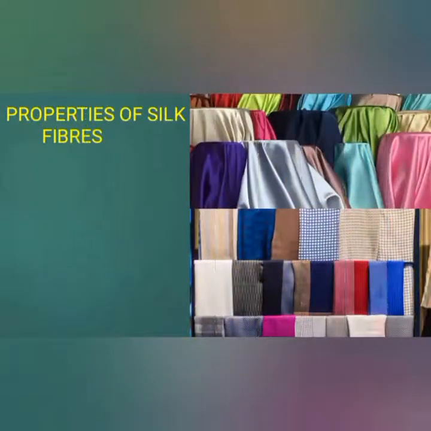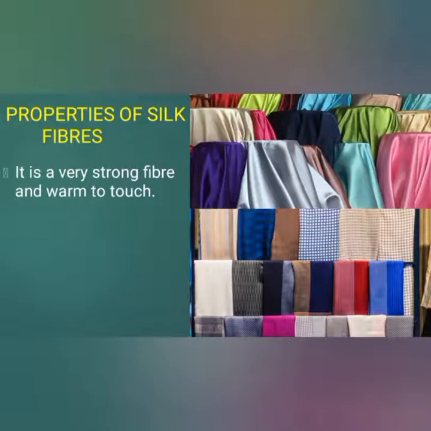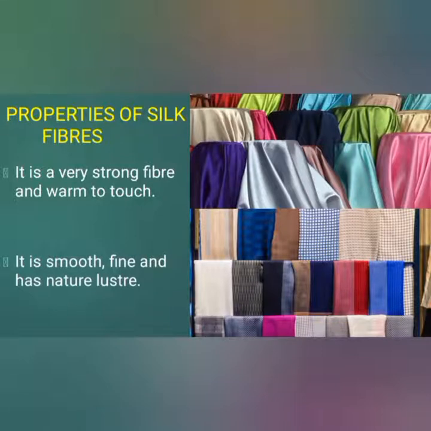Now we go to the properties of silk fibers. You can see how beautiful the fabrics from silk fibers look. One, it's a very strong fiber and warm to touch. It is smooth, fine, and has natural luster. What we mean by natural luster is shining. It's a gentle shining light that is reflected from the surface. You can see the fabric is shiny. That's natural. It comes on its own and it's looking fine and beautiful, looking smooth.